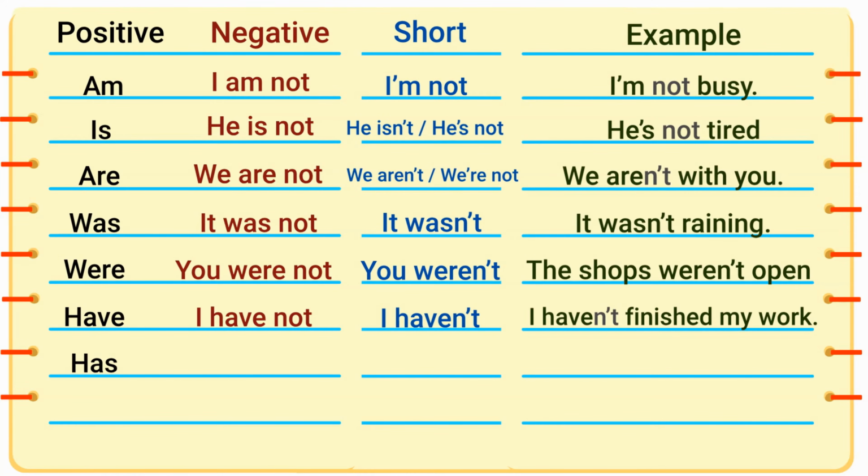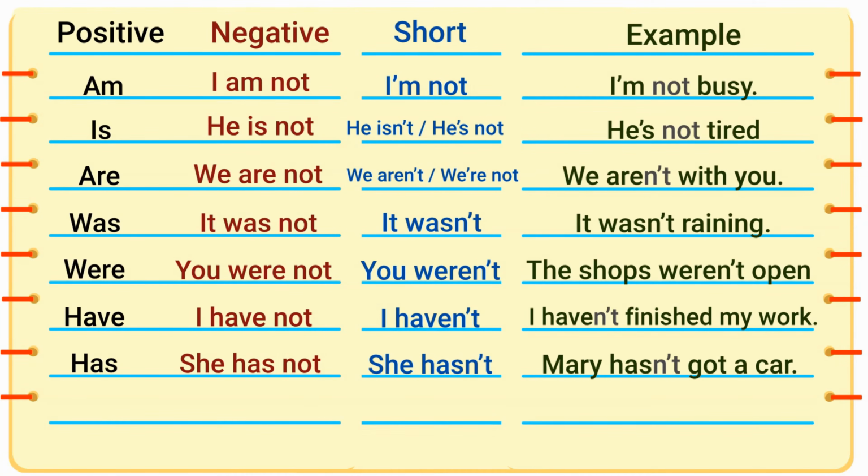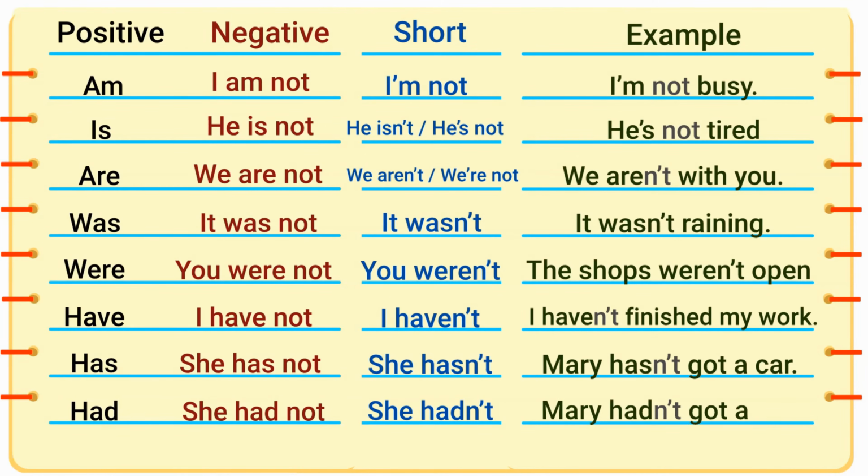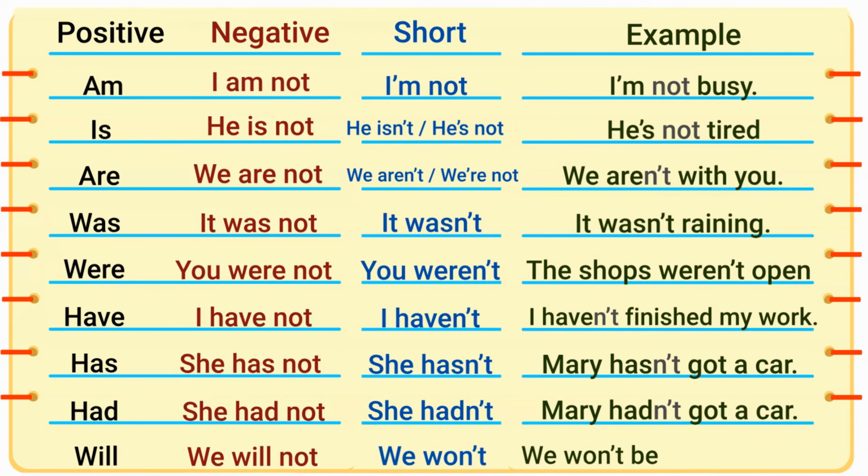Has. She has not. She hasn't. Mary hasn't got a car. Had. She had not. She hadn't. Mary hadn't got a car. Will. We will not. We won't. We won't be here tomorrow.